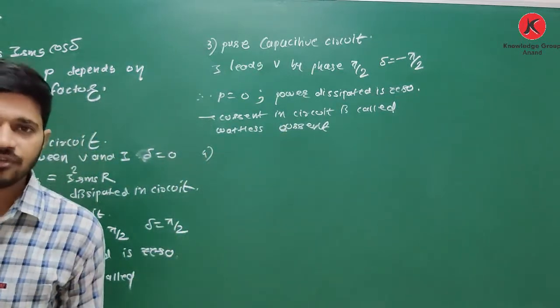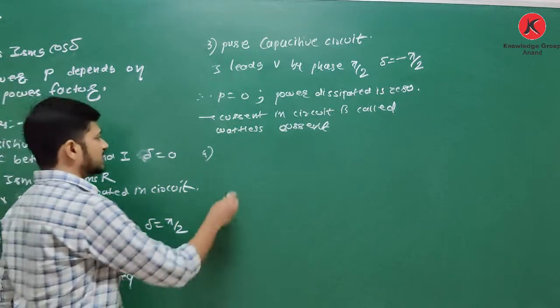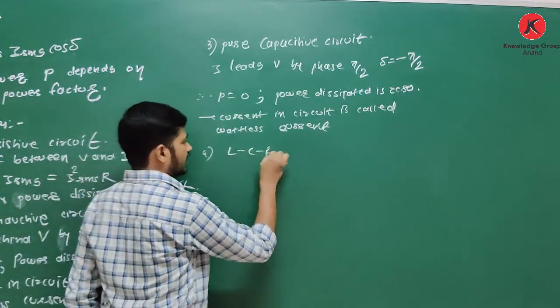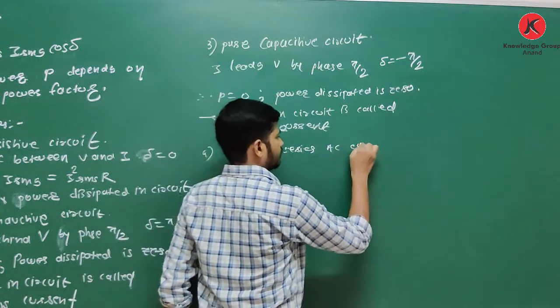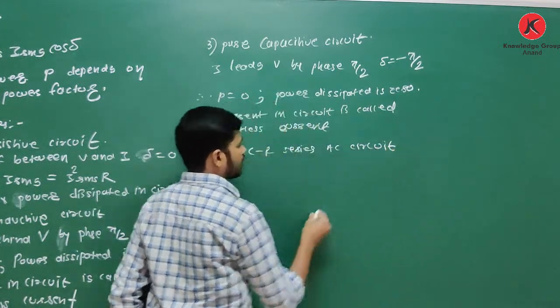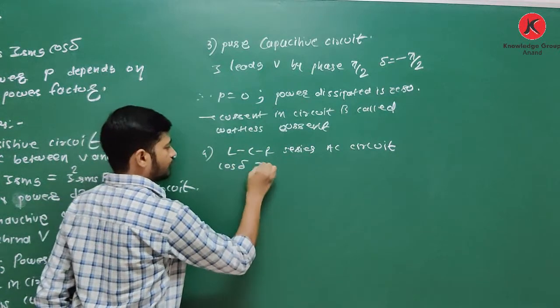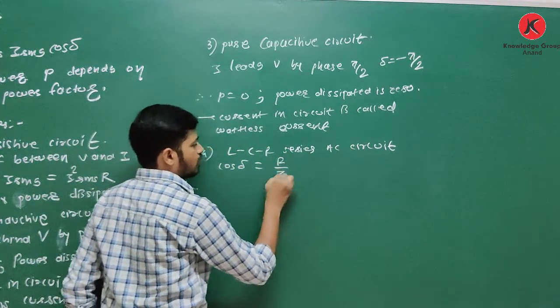Fourth one. It is one general equation. Fourth one, that is for an LCR series AC circuit, cos del is equal to R upon Z.